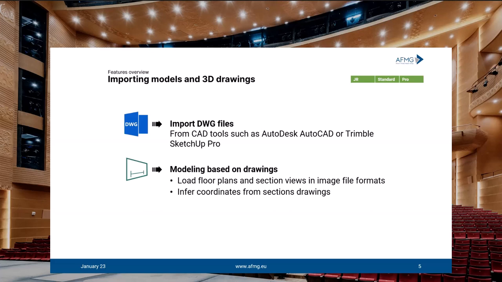We can do modeling based on drawings. Anna will show that to you in a few minutes. We can do that by loading floor plans and section views in image file formats, and then we can infer coordinates from those section drawings. And then finally, we can also import and export Ease 4 projects so that we can use existing projects, upgrade them, even send them back to Ease 4 for somebody who does not have Ease 5.